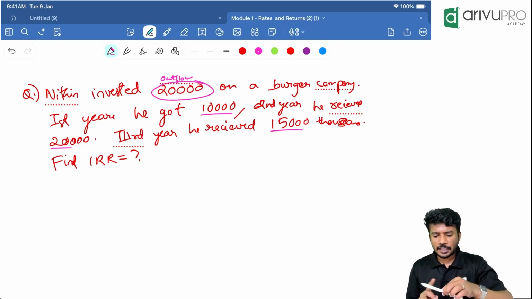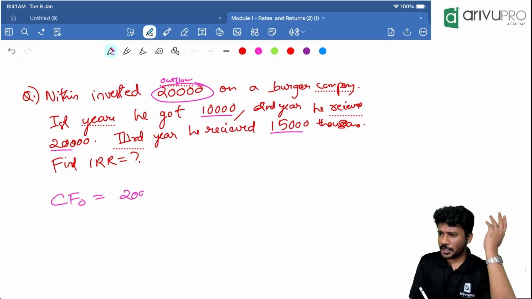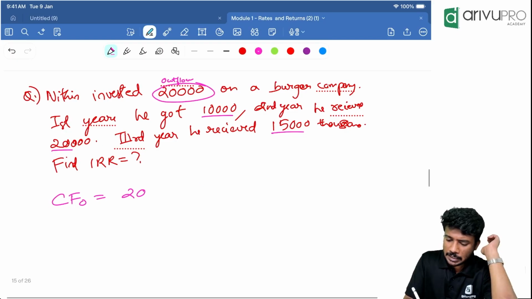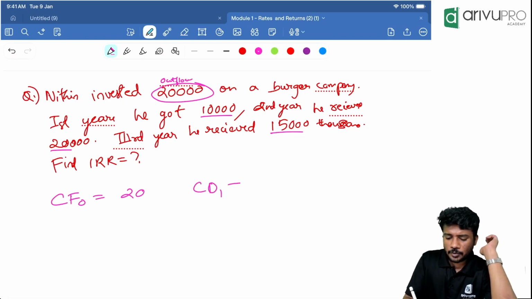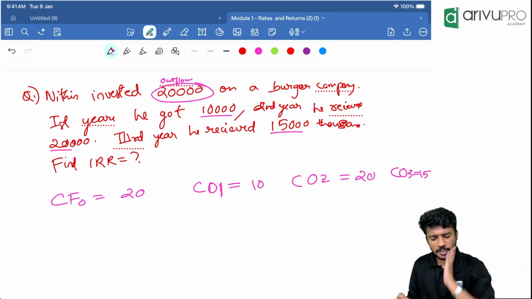So what is the cash outflow? CFO is how much? That is 20,000. If you want to type 20,000, type 20,000 itself. It's not a problem. Type 20 now. Then CO1 is how much? For the first year, how much is the inflow? 10. CO2, how much is it? That is nothing but 20. CO3, how much is it? 15.